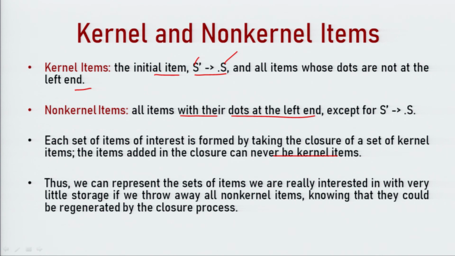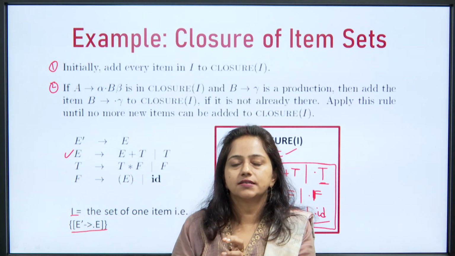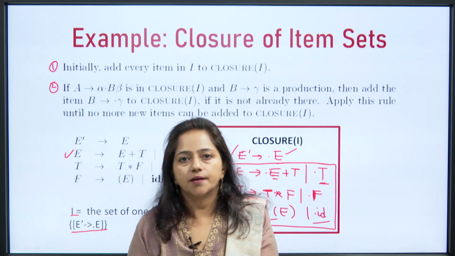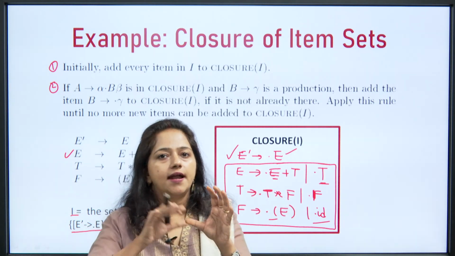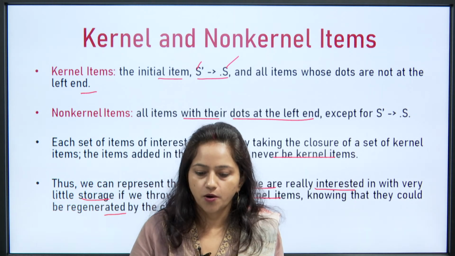Thus we can represent the set of items we are really interested in with very little storage, if we throw away the non-kernel items, knowing that we can regenerate them by the closure process. So, in order to save space, we can just write the kernel items for this particular closure, because the rest of the items of this closure set are derived from the kernel items. So, if we have the productions and the kernel items, we can complete the closure set. So, the kernel item carries this importance.